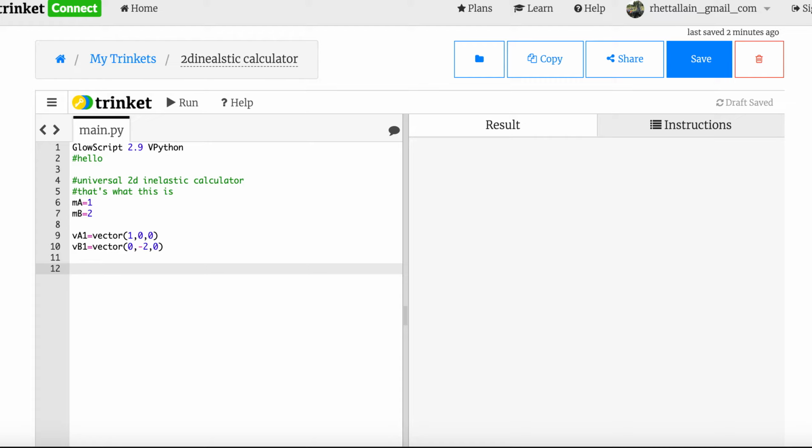So I already told you what this would be. I said VA2 is equal to, I'm just typing in that equation I had before. So I'm going to say MA times VA1 plus MB times VB1, all of that divided by MA plus MB. That's it. So let's just do print VA2 equals VA2 meters per second. And let's run it.